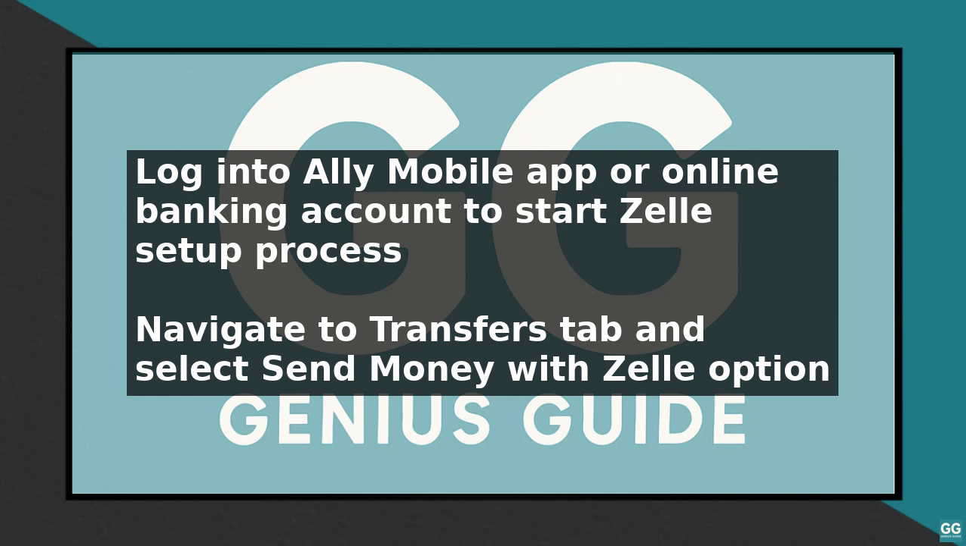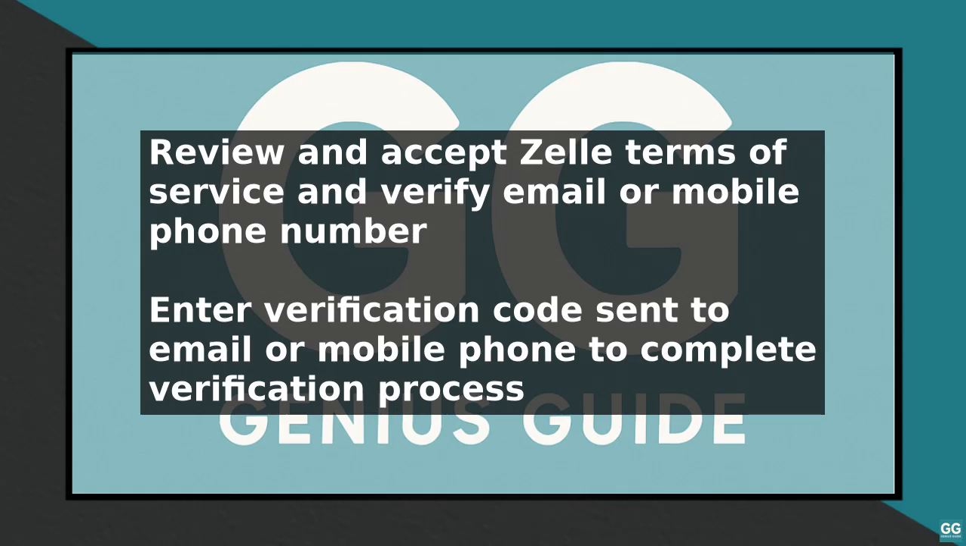Next, you will be asked to verify your email address or mobile phone number. This is a security measure to ensure that you are the owner of the account. Enter your email address or mobile phone number and wait for a verification code to be sent to you. Once you receive the code, enter it into the app or online banking platform to complete the verification process.